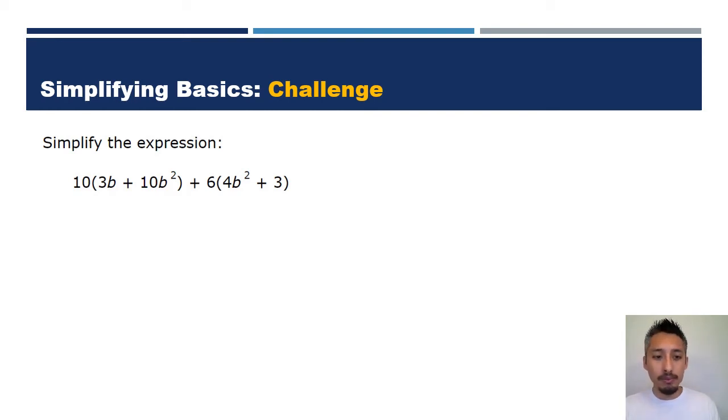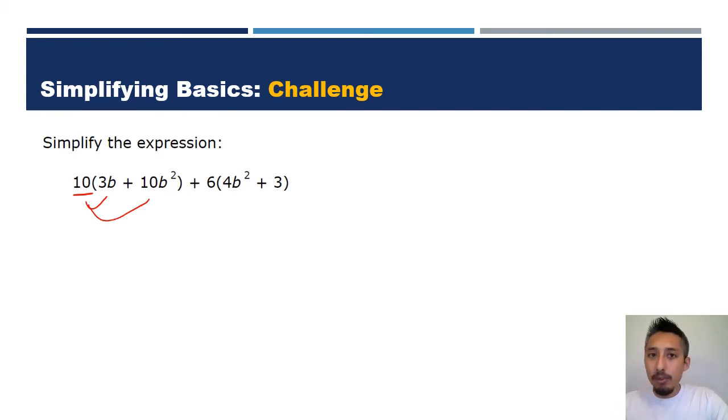So for this problem, as before, we have distribution that we need to do first, and then we're going to combine like terms. We're doing the same thing. It's just a little more work. So let's look for any distribution first. We have a 10 outside of this parentheses, which means that we're going to distribute that 10. We're going to multiply 10 with 3b and with 10b squared.